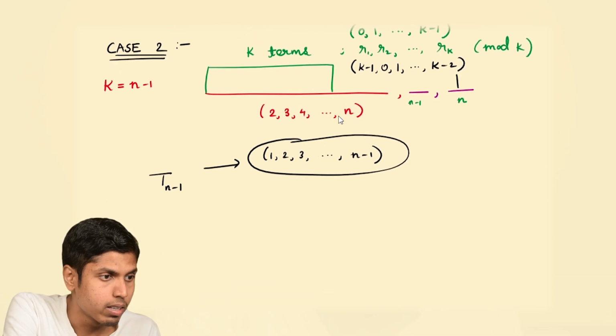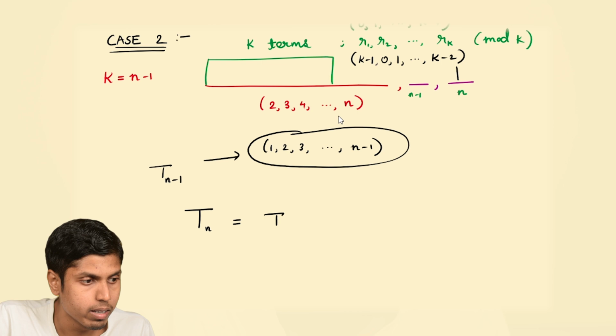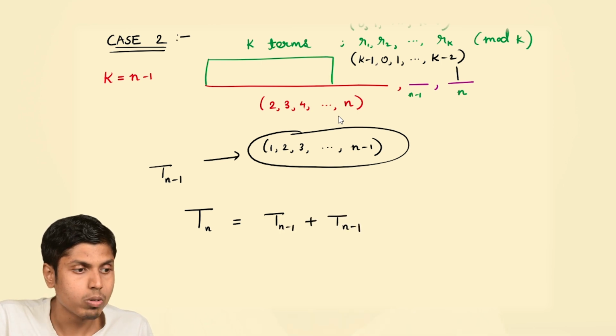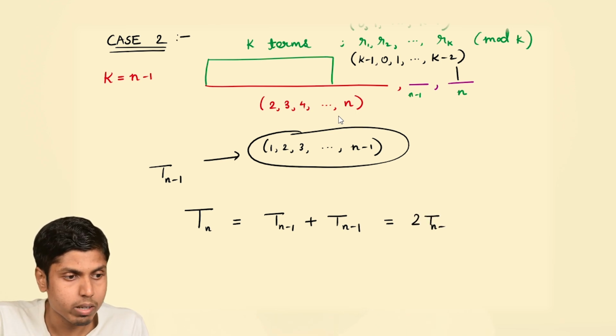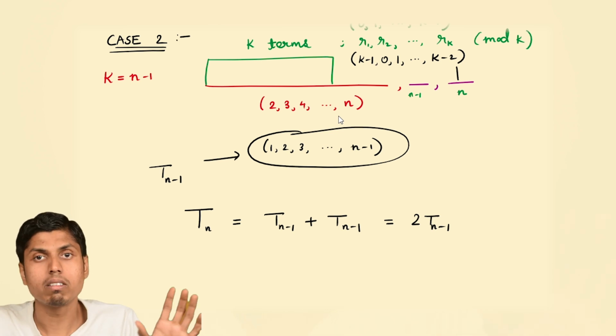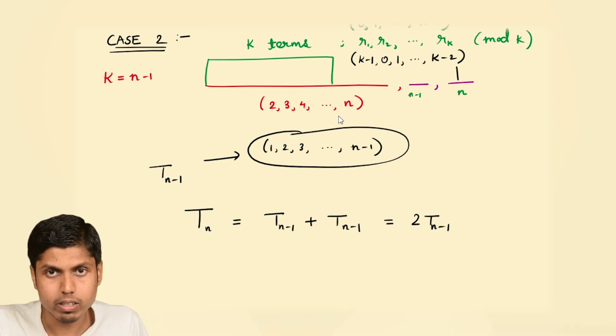Thus, totally Tn will amount to Tn minus 1 plus Tn minus 1 ways, which is 2Tn minus 1. This is the recurrence relation that governs the variable under consideration. Alright, we are done with the recurrence.